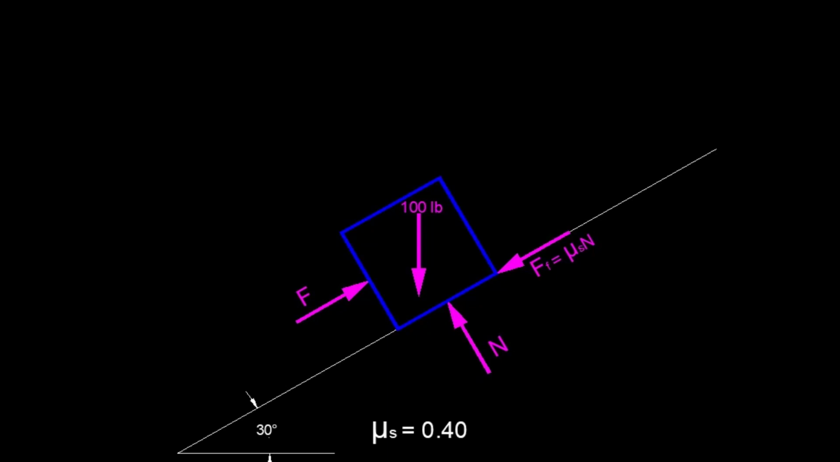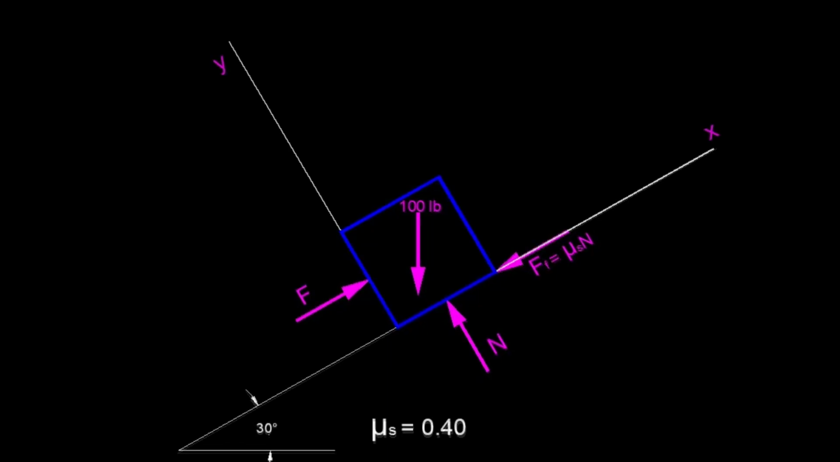So for this problem, one of the things we want to do is to set up a coordinate system that is in line with the block. So we've got a coordinate system here. We've got y and x now aligned with that. And what we want to do next is break up the forces into their x and y components. The one we really have to do that with, in this case, would be the weight of the block, okay?